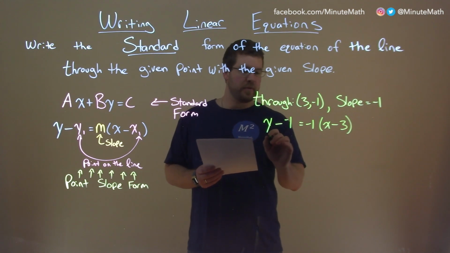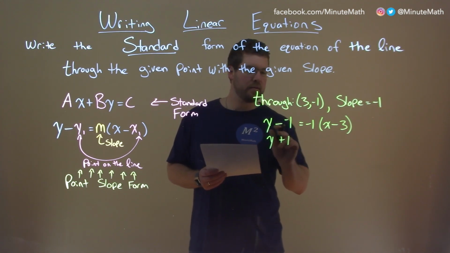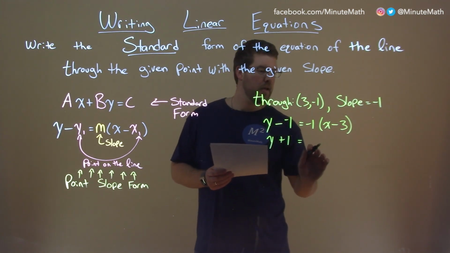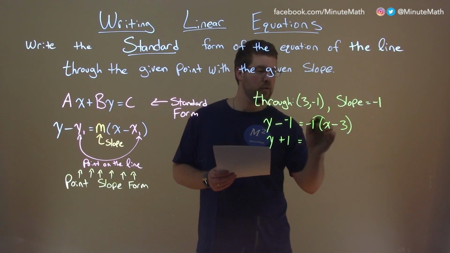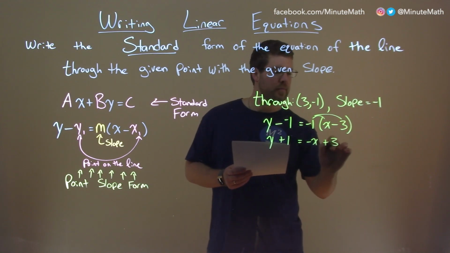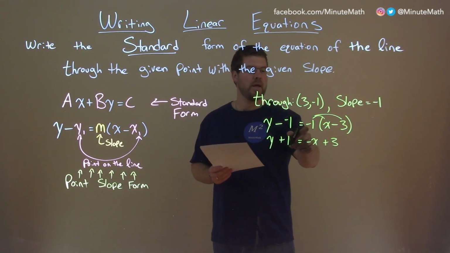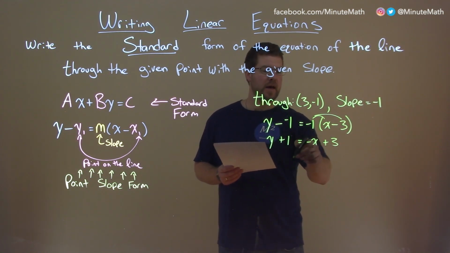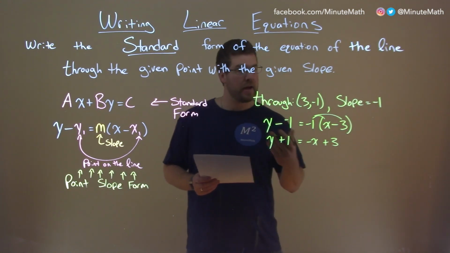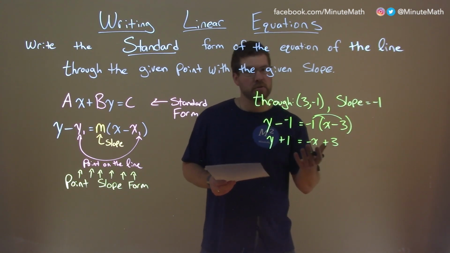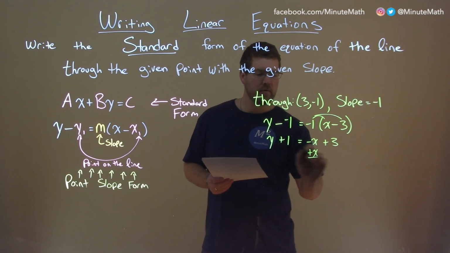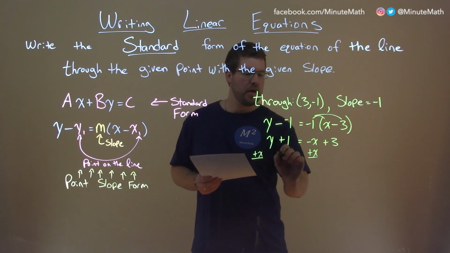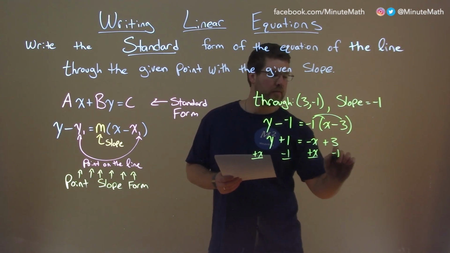So simplify this, y plus 1 here, 2 negatives make a positive, equals, distribute the -1 to both parts. So we have a -x here, and then we have plus 3. Okay? Remember, negatives make this a positive, that a negative. Let's bring our x to the left and then our number to the right. We add an x here to both sides, and we subtract a 1 to both sides.